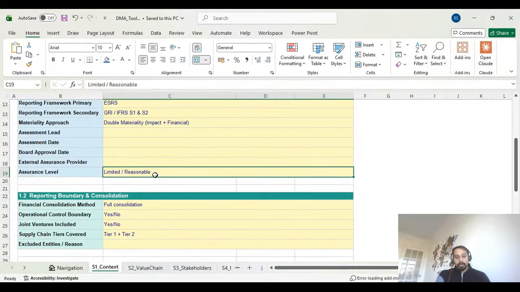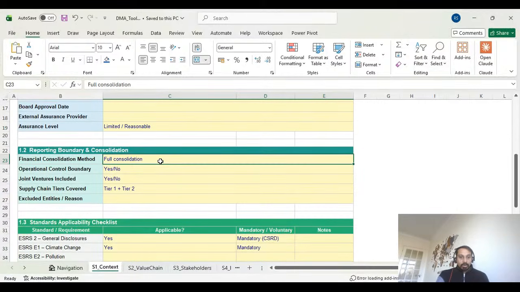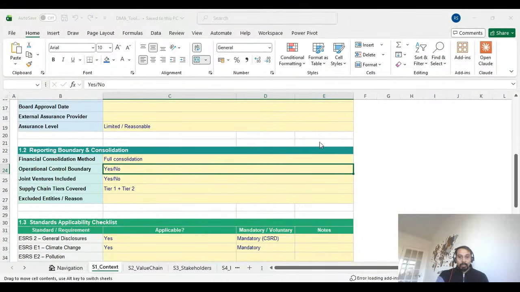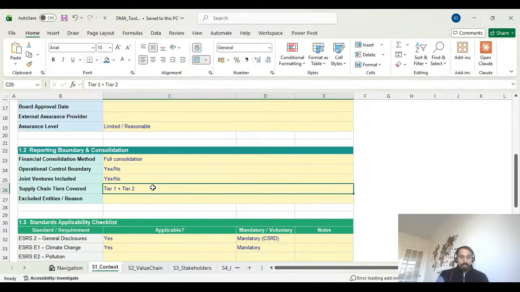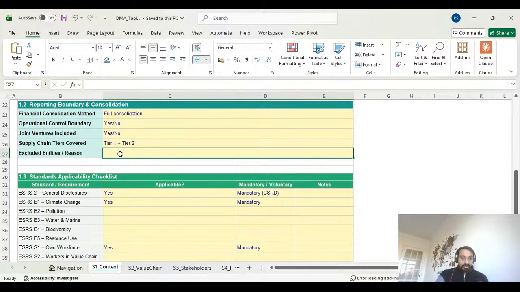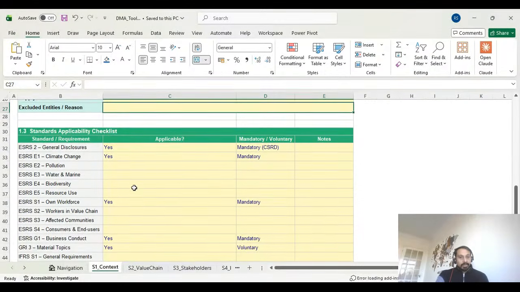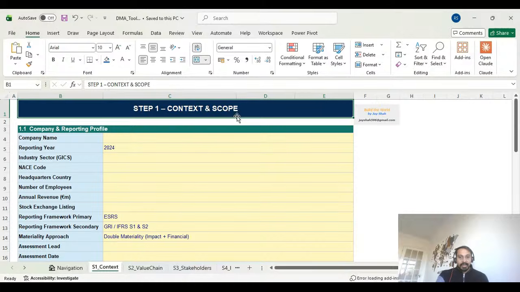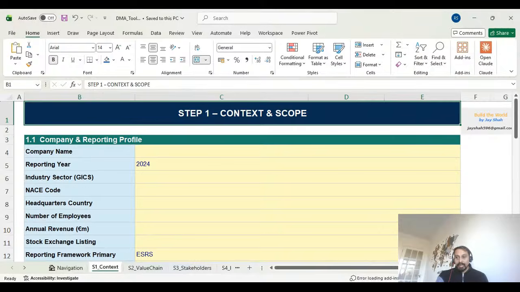I know a few of the participants are not aware of what limited and reasonable mean, but we will see that in the next coming phases. Then reporting boundaries: full consolidation, operational control boundary, joint ventures included or not, supply chain that covers the countries, cities, tier 1 or tier 2 cities, and any excluded entities that you have to mention, with the reasons. Similarly, this is the applicability. So this is the context and the scope. You can mention each and every item for your analysis part, and that helps you to understand the context and scope very well.